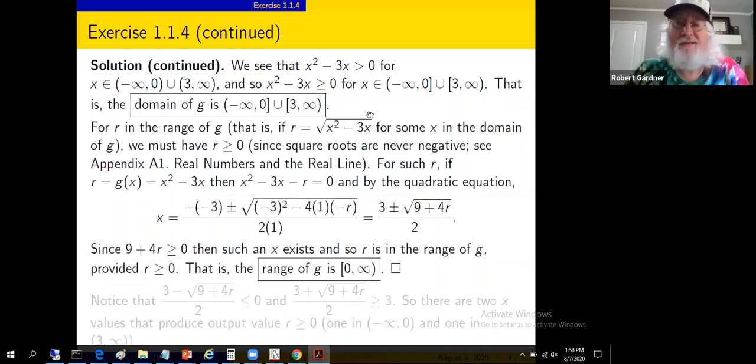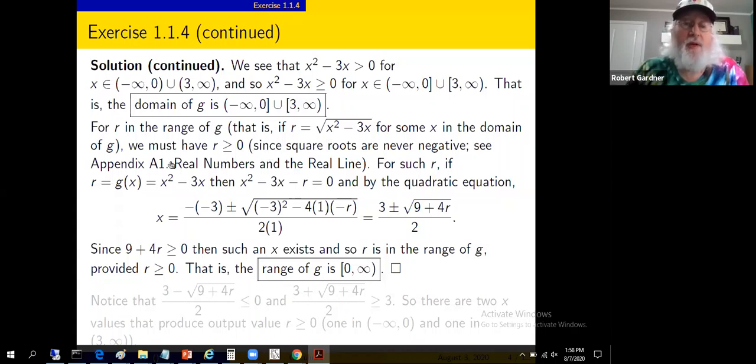Oh, dude, they wanted the range as well. Okay, that one's a little more complicated conceptually. I mean, the computations aren't so long. But suppose R is in the range of g, and choose this R to represent a range element. That means R equals the square root of x squared minus 3x for some x in the domain of that function, some x up here. Okay, first off, if R is the square root of something, then R is non-negative.